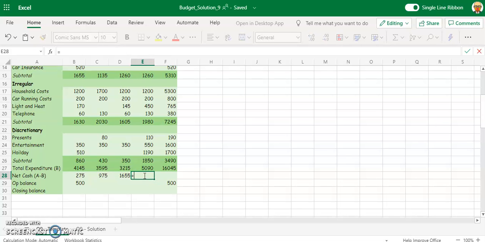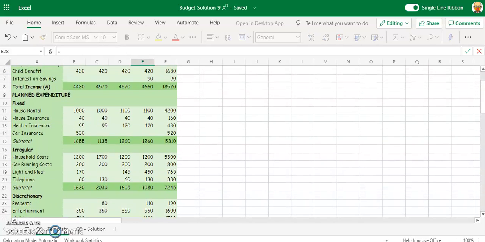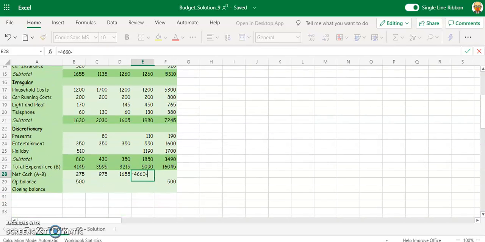And for April then, it's going to be 4,660, our income, take away our expenditure, which is 5,090. And that's going to give us a minus. So we've overspent in April. We overspent by 430 in April.